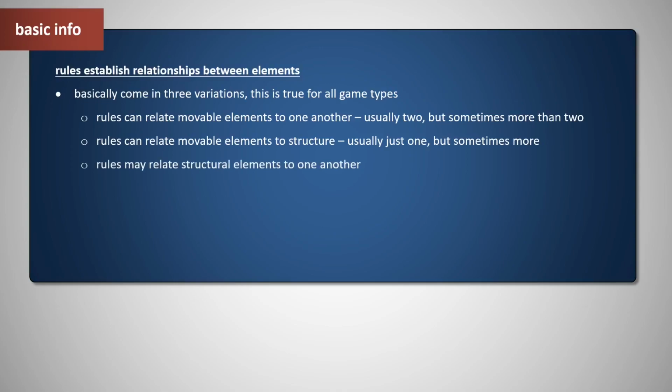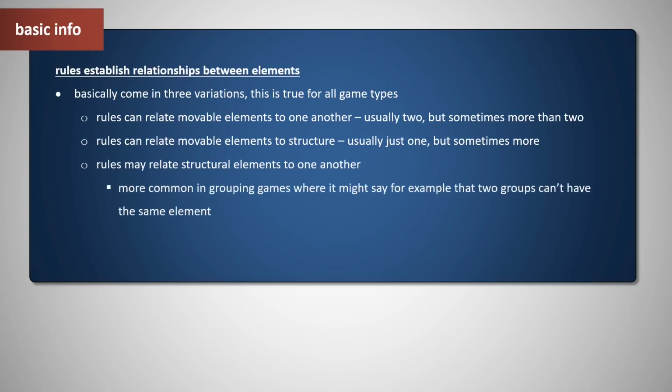And the rules may relate structural elements to one another. So this usually happens in the grouping games, which tells you that different groups can't have the same element or something along those lines. And this is what I said, where they were most common in grouping games, where it might say, for example, that two groups can't have the same element.